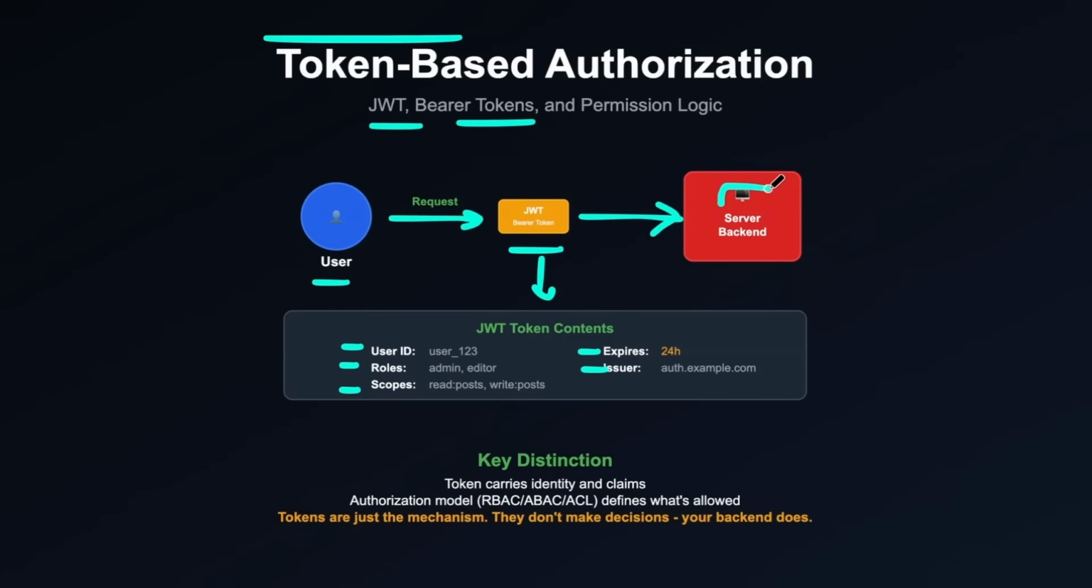This is where the server will check your token and validity, and it will apply the appropriate permission logic. So to not confuse this with authorization models, there is a key distinction. The token usually carries the identity and claims of your user, as you see it here. But authorization models like role-based or attribute-based, this is what defines what you are allowed to access as a user. So tokens are just mechanisms, while these are authorization models.